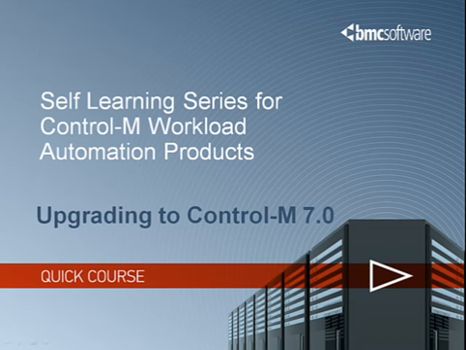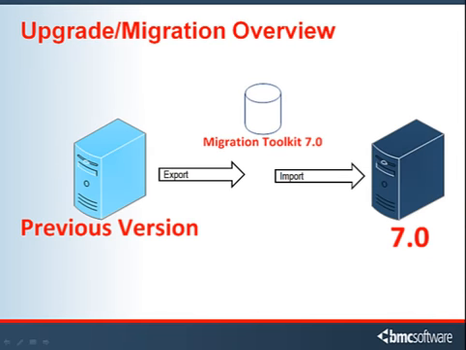I'm going to be describing the migration or upgrade process for Control-M 7. The upgrade process is controlled by the Migration Toolkit. The toolkit exports your data from the previous version and then imports it into the 7.0 environment. While importing, it makes any necessary 7.0 version updates. This migration can go from any OS or database to any other OS or database. For example, from Microsoft SQL Server on Windows to Postgres on Unix.